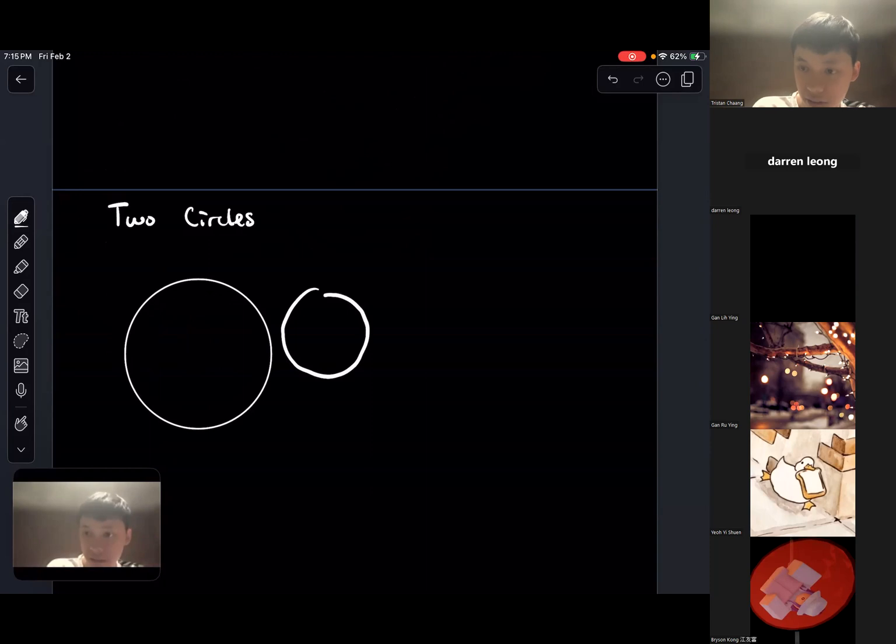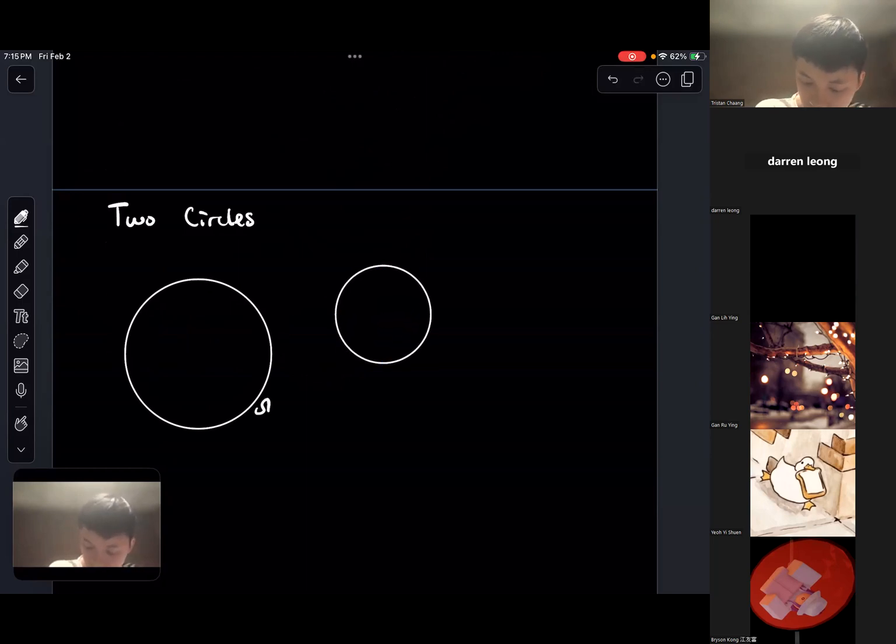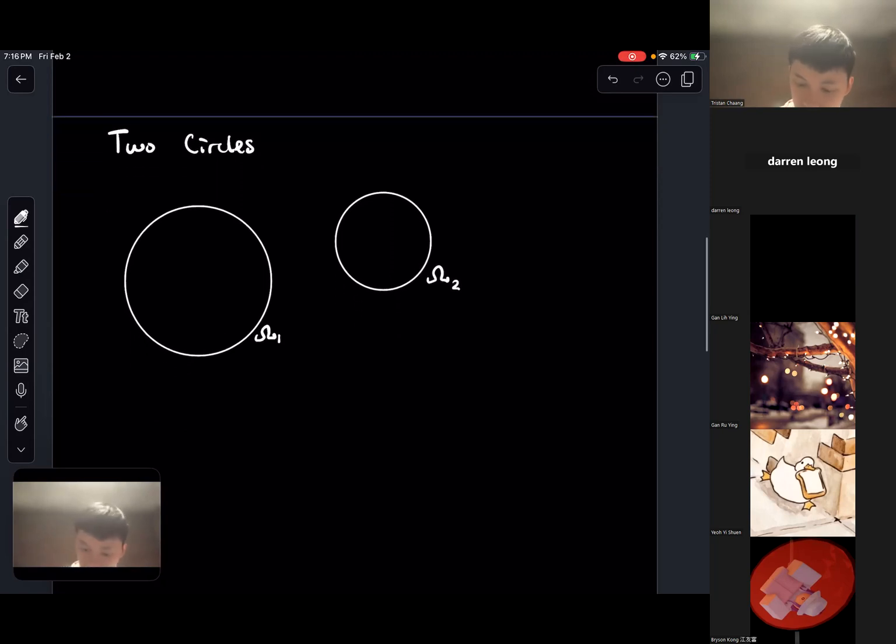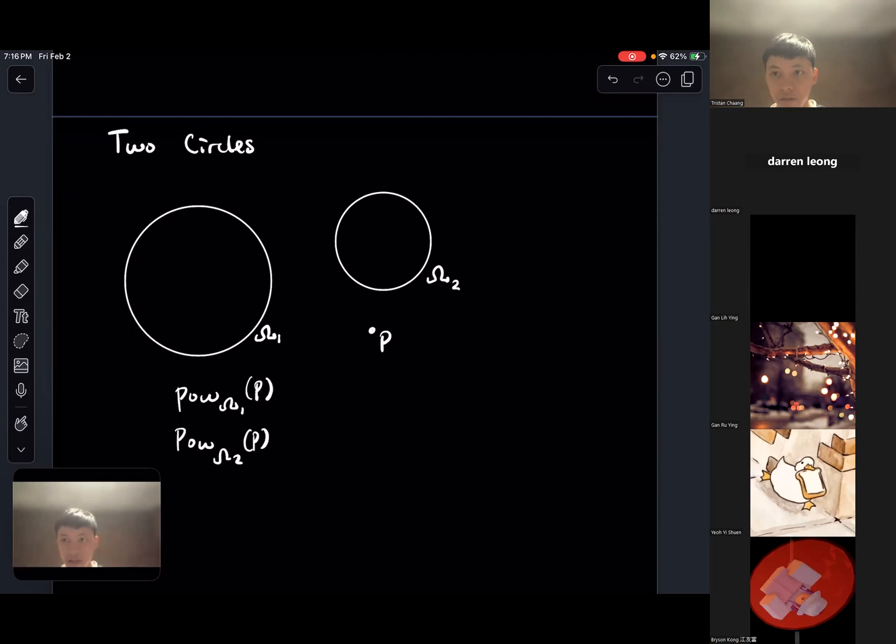Two distinct circles. Say something like this. Let's say omega 1 and omega 2. Then, given any point, we can define the power of that point with respect to omega 1 and the power of that point with respect to omega 2. Now, the question is, what's the locus of the points where these two are equal?